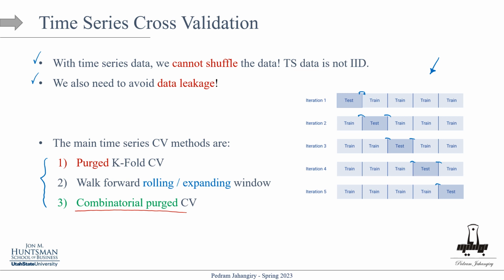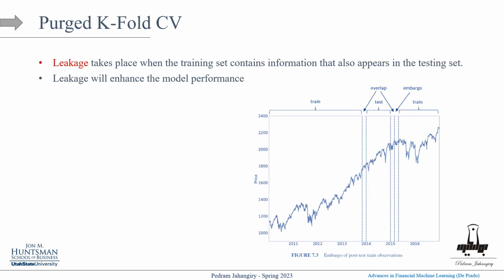Okay, so let's look into the first one. Purged K-fold cross-validation. The idea of purged K-fold cross-validation is all about data leakage, right? And as I said earlier, leakage takes place when the training set contains information that also appears in the test set. Because this is time series, t and t plus 1 are serially correlated. And if you put them in different buckets, then these buckets have some data leakage into each other. So this is not surprising at all.